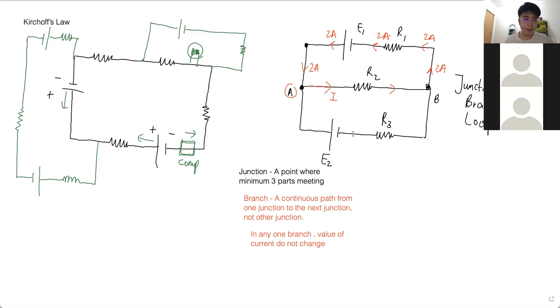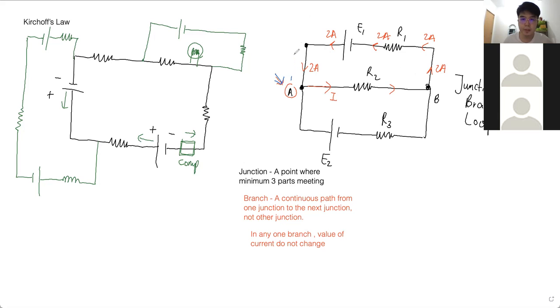Okay, now next one is the loop. Okay, what is a loop? A loop is a combination of branches. Okay, so for a loop, if you start from one place and follow a continuous path, you have to return to the starting point. That is what is called a loop. You cannot stop at some other point. No, you have to come back to the same point. Okay, so for example, point A. If we start from point A, we go around the circuit. Where do you want to go? Whatever direction you want. Okay, let's say we go up.